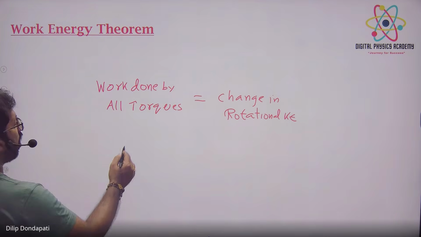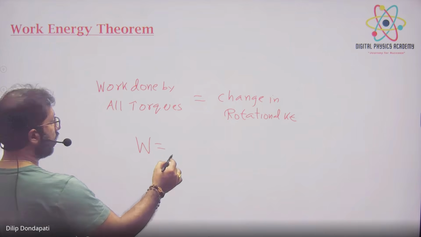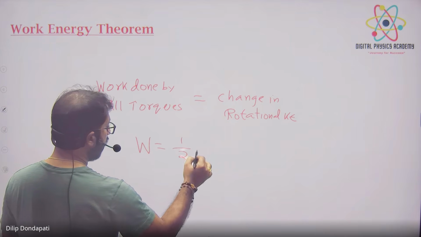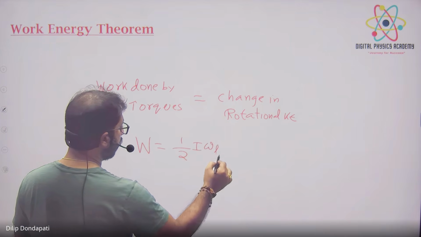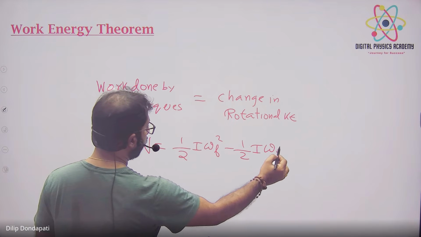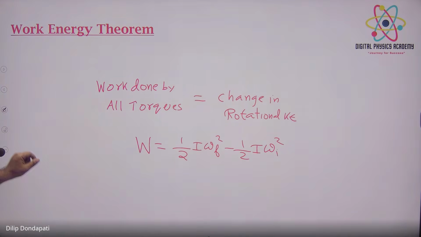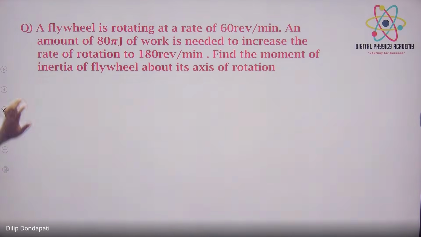Okay, work done by all torques method, I can write like this. Work done is equal to change in rotational kinetic energy, which means half I omega final square minus half I omega initial square. Right? Is all right. चलो, that's all. करो.